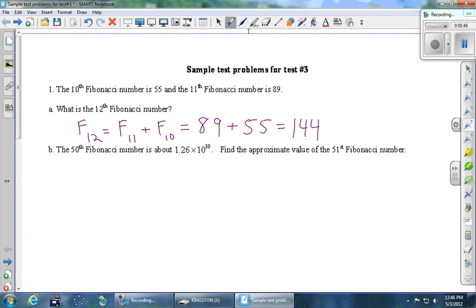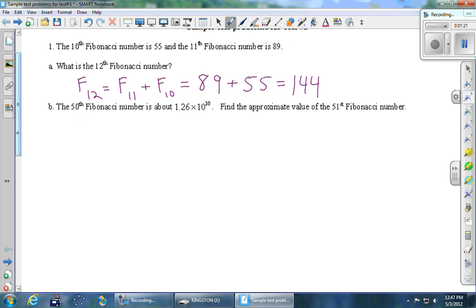Part B, the 50th Fibonacci number is about 1.26 times 10 to the 10. Find the approximate value of the 51st Fibonacci number. Okay, so unfortunately we can't use the same technique that we used in Part A, because in Part A we had the two previous Fibonacci numbers. To get the 12th number, we used the 11th and the 10th. To get the 51st number, in theory, we need the 50th, which we have, and also the 49th, which we don't have.